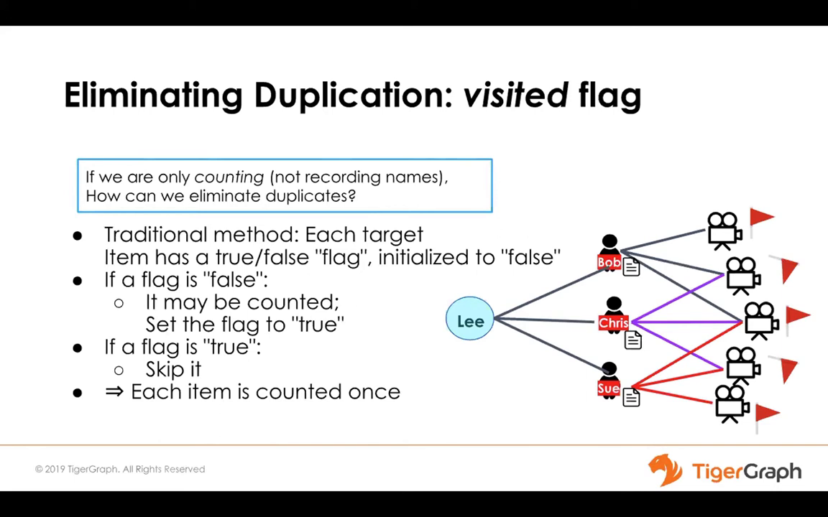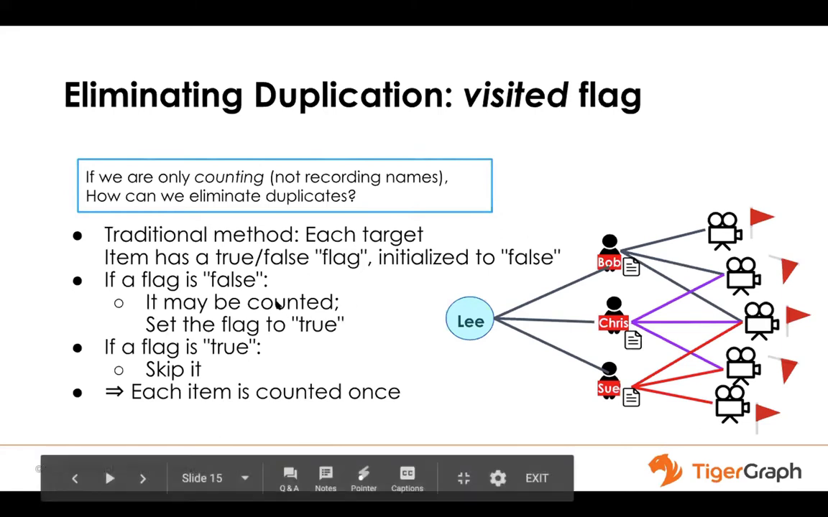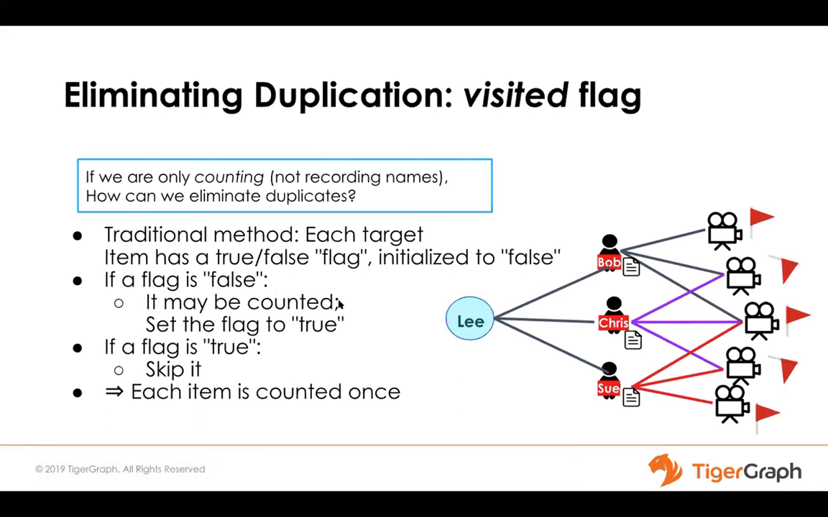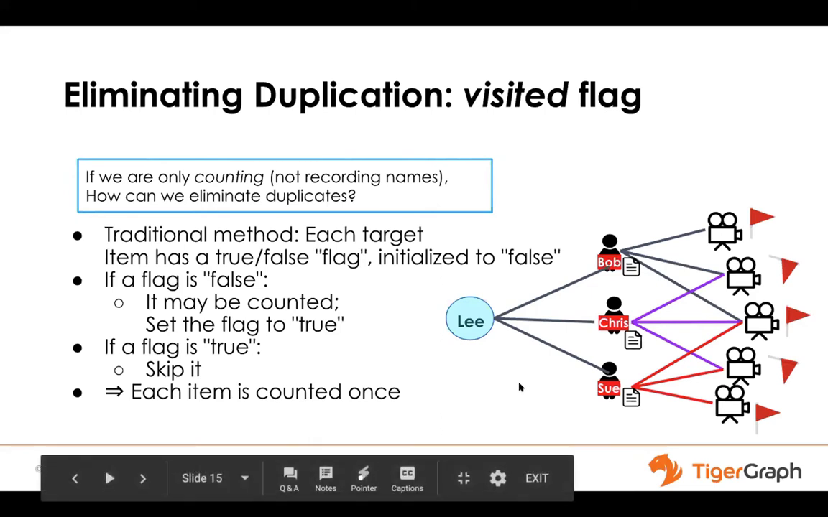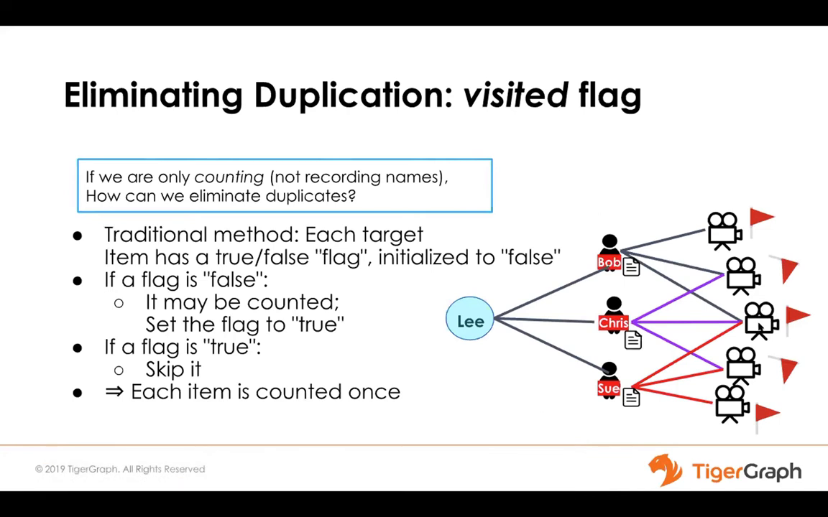So when a person visits a movie, they check the flag. If the flag is false, you're allowed to process it. The processing in this case is to count it, to add it to your tally. And when you do that, you also set the flag to true so that no one else will count that movie. If somebody else comes along, they see the flag is true, so they don't do any work. They skip over that movie. So the end result is that you count each movie once. Again, looking at this movie in the center, I think we were calling that movie or item R before.